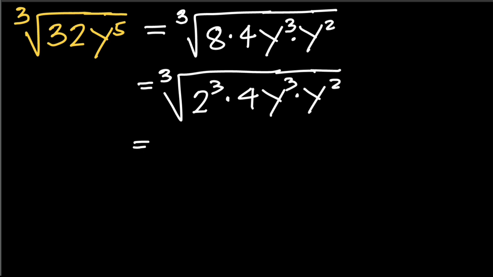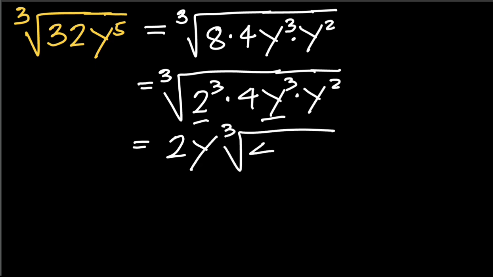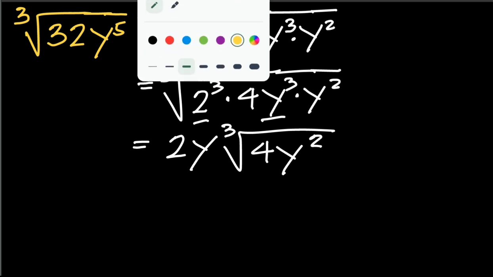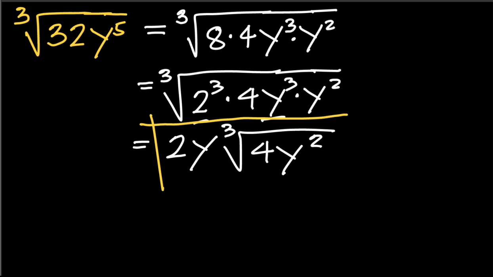So we can put outside the radical all of the cubes. The cube root of 2 cubed is 2. Cube root of y cubed is y. Then we'll be left with 4y squared inside the radical. So this is our final answer: 2y cube root of 4y squared.